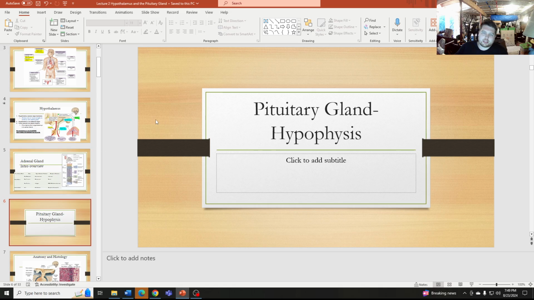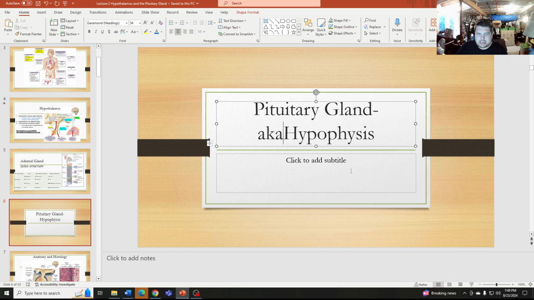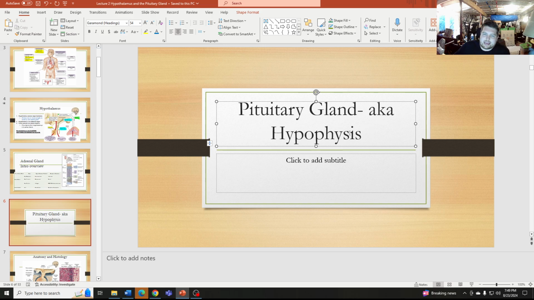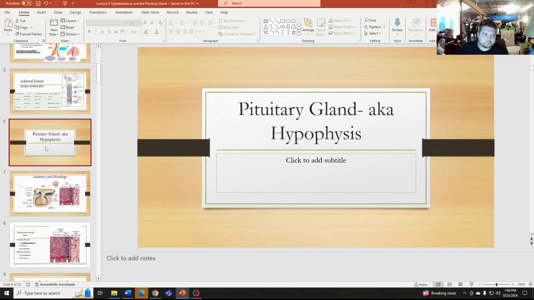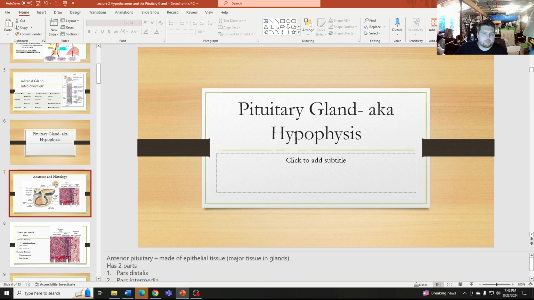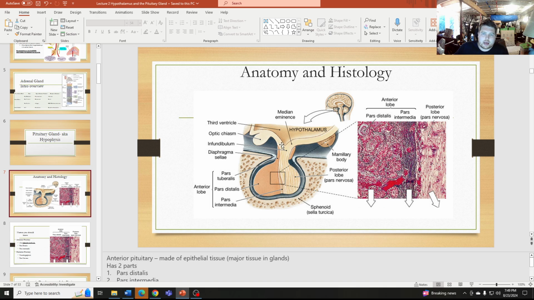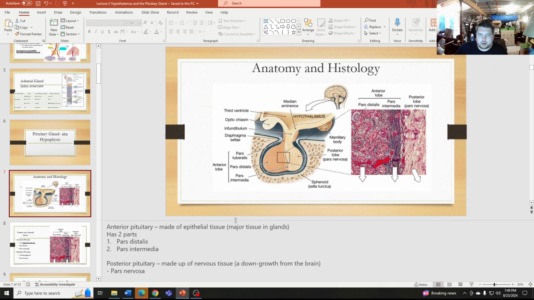Okay, the pituitary gland. We have lots of AKAs for stuff. So the pituitary gland is AKA our hypophysis. Okay? And there are going to be two components of our hypophysis. So the hypothalamus is above. We have this little connection called the infundibulum. We have an anterior lobe and a posterior lobe of the pituitary gland. As well, there's some more kind of division within there.